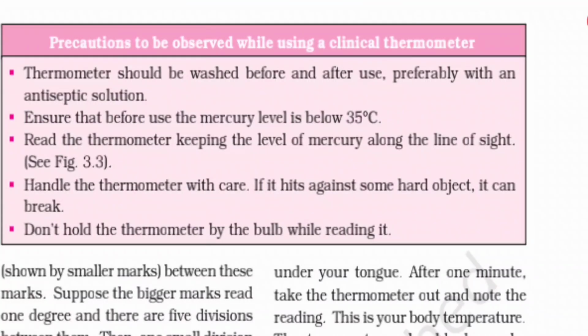Precautions to be observed while using a clinical thermometer. The thermometer should be washed before and after use, preferably with an antiseptic solution. Ensure that before use the mercury level is below 35 degrees Celsius. Read the thermometer, keeping the level of mercury along the line of sight. Handle the thermometer with care. If it hits against some hard object, it can break. Don't hold the thermometer by the bulb while reading it.